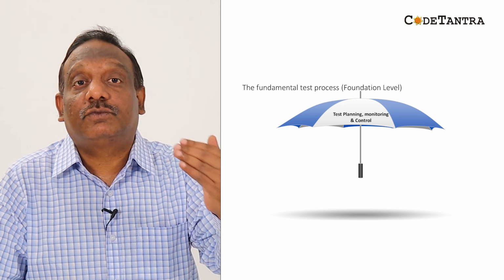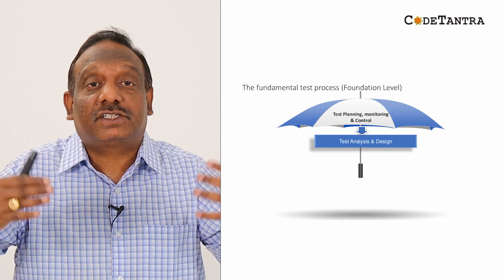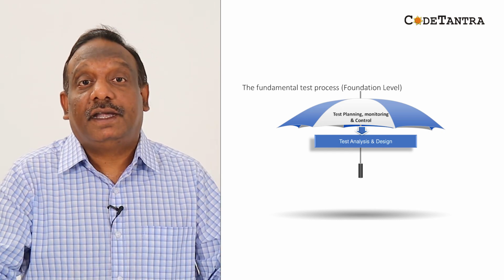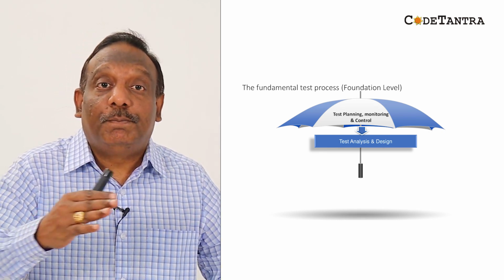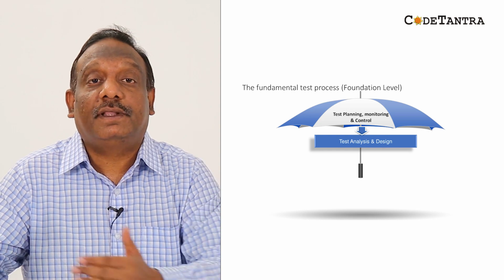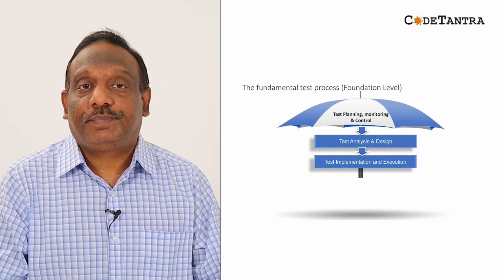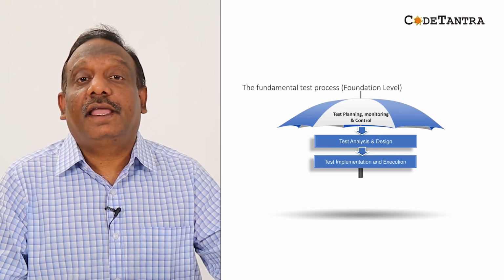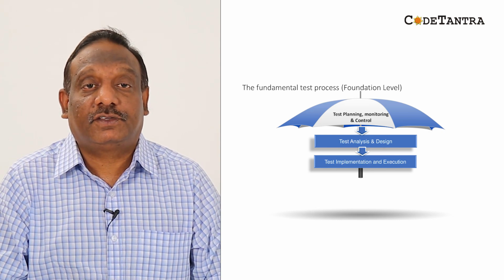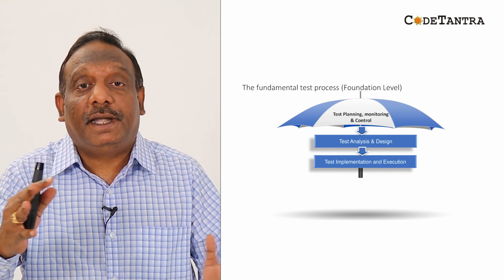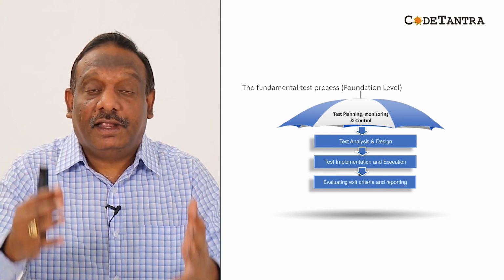The second activity is what we term test analysis and design, where the test engineers will understand the testing requirements, identify test conditions and then design test cases. Having done that, they will implement those test cases and execute them in the third activity, which we call test implementation and execution. Followed by that, evaluating exit criteria and reporting. We pause after a certain amount of test execution, evaluate all the metrics, check whether we have met the exit criteria or not, and then go forward.